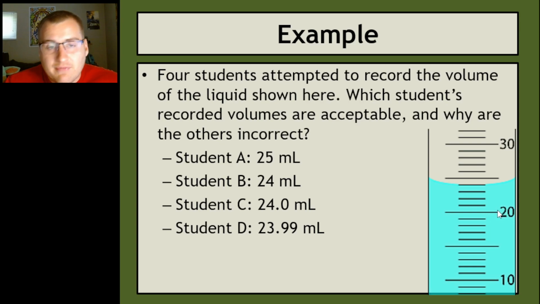I have a different instrument this time, so each dash is 1 milliliter. So this is 24. I'm going to make sure to read from the bottom of the meniscus. That looks like, to me, right at 24. So when I record that, I would record 24 because that's what my instrument is telling me.